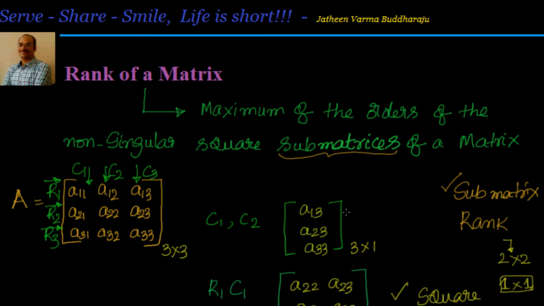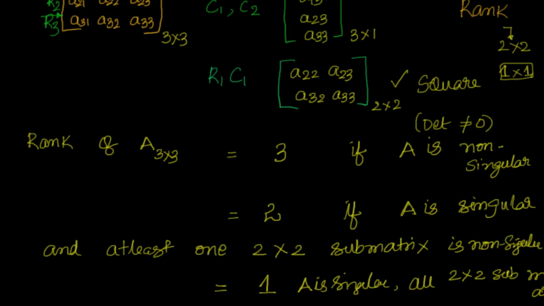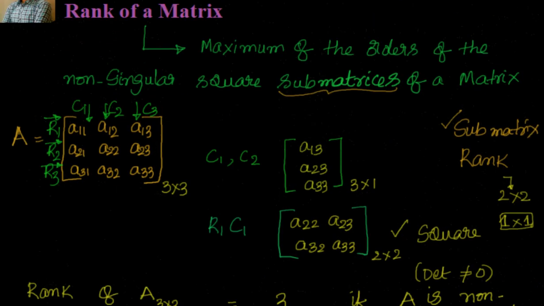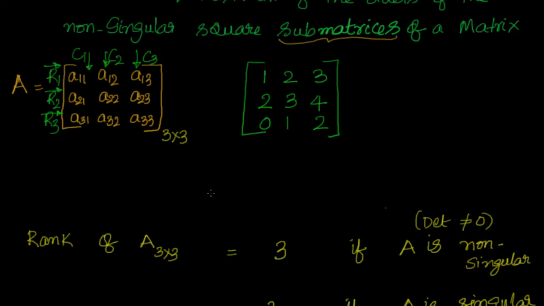What we will do in the next session is try to solve some examples. Maybe we will do one example now itself. Okay, let's do one example now and try to understand whatever we have just learned. Okay, I am back. Let us take this matrix: B equal to [1, 2, 3; 2, 3, 4; 0, 1, 2]. Let's try to find the rank of this matrix.